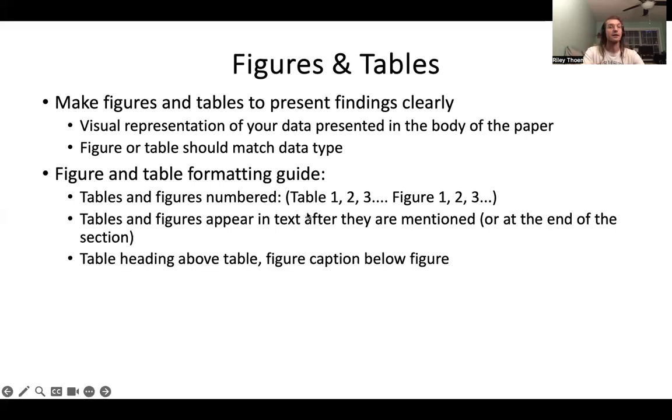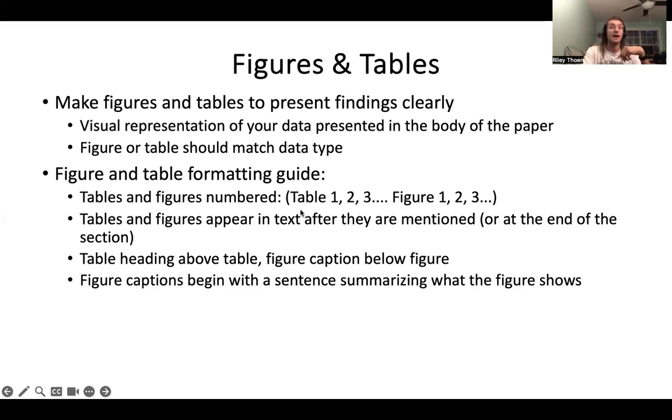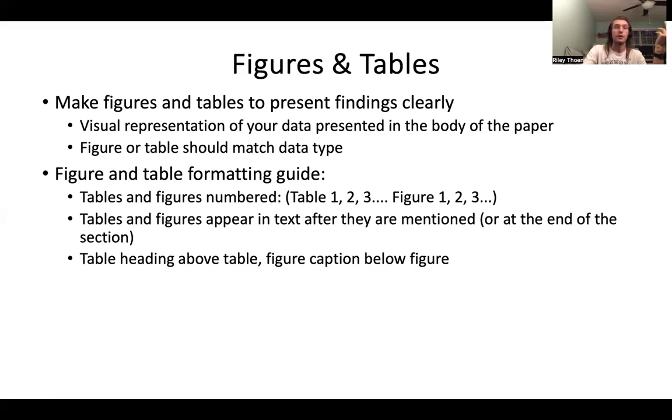All figures should have figure captions, which will go below the figure. And tables have descriptive headers. Oh, just kidding, out of order. Yes, tables have headers above the table. Figures have figure captions below the figure.